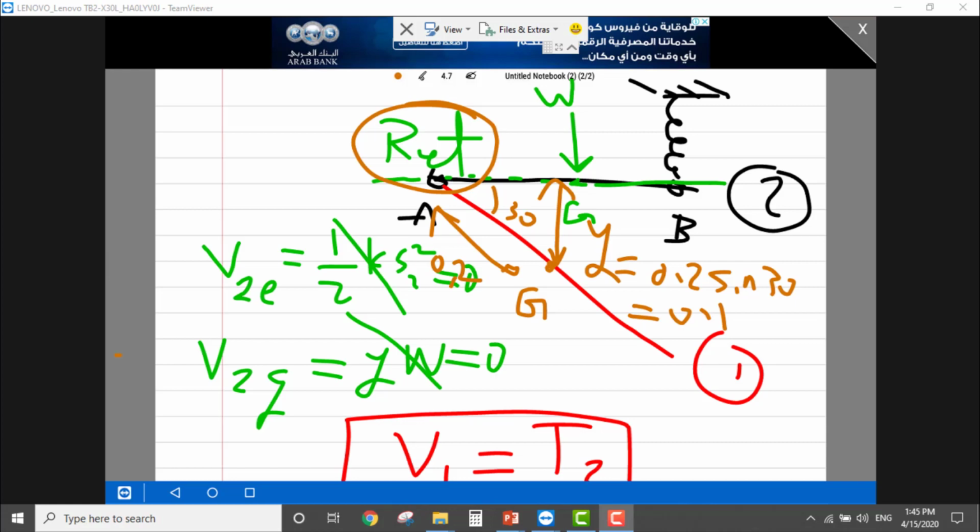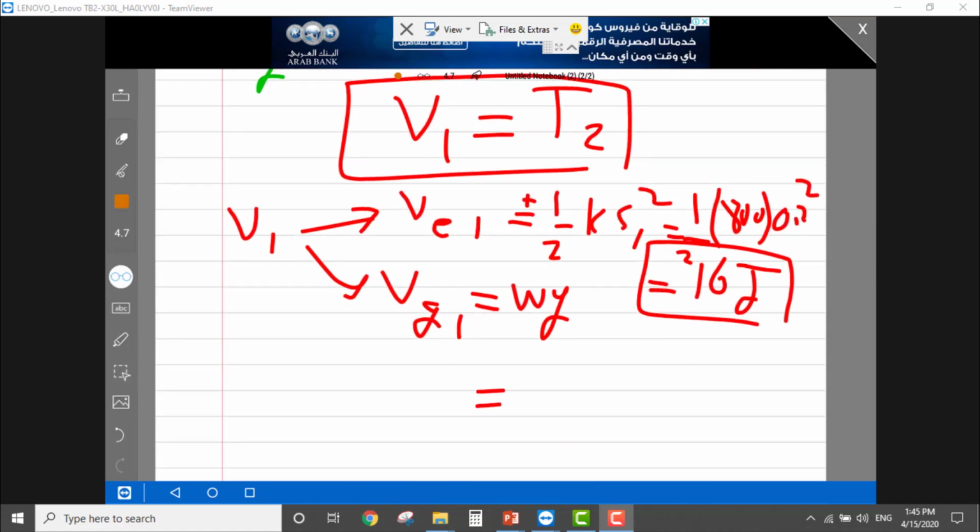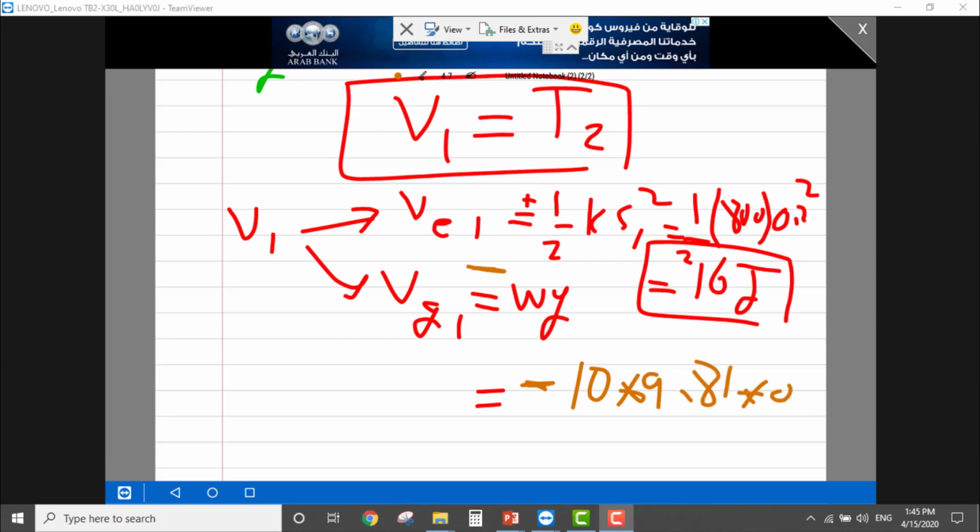So we must substitute it minus. So this is minus sign here. So minus, we have 10 kilogram multiplied by 9.81 multiplied by 0.1. So this is equal to minus 9.81 joule. This is Vg.